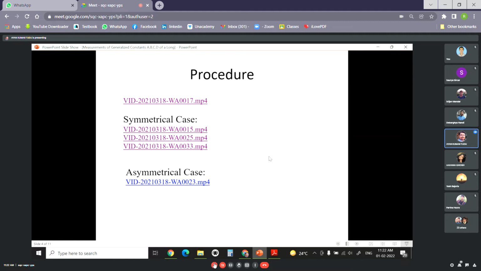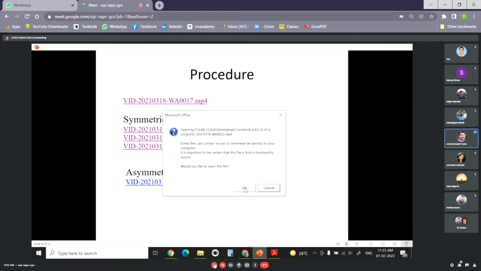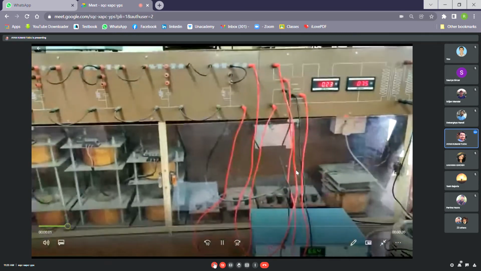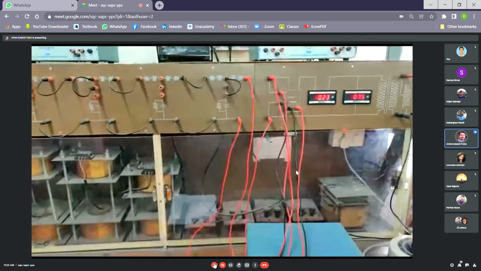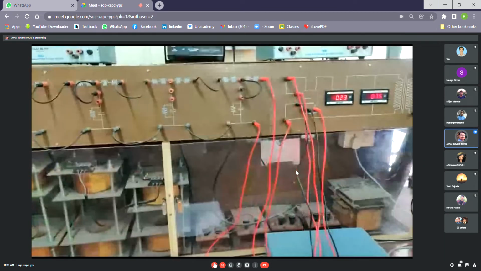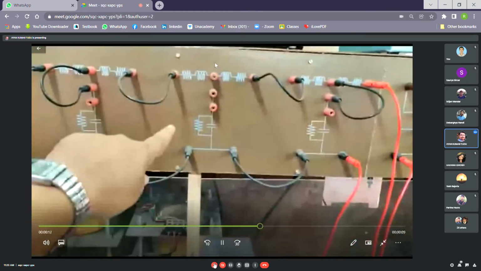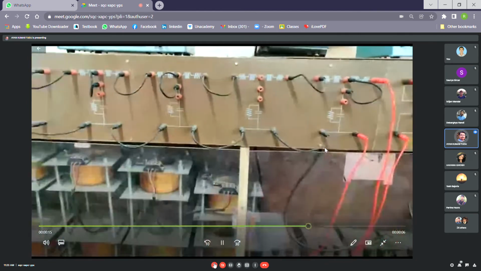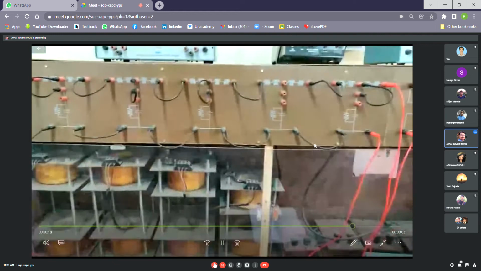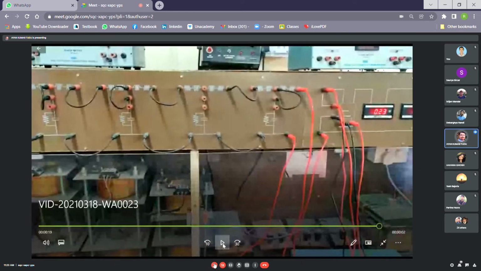In the asymmetrical case, we'll just be removing one portion of the T circuit. So it will not be a symmetrical six T network, but rather a five T network. We can also call it an asymmetrical five T network. As you can see, the voltage is now 75 volts and is being applied at the sending end. But as you can carefully notice, it is not a symmetrical case now. Now it is an asymmetrical case. One T connection has been removed.